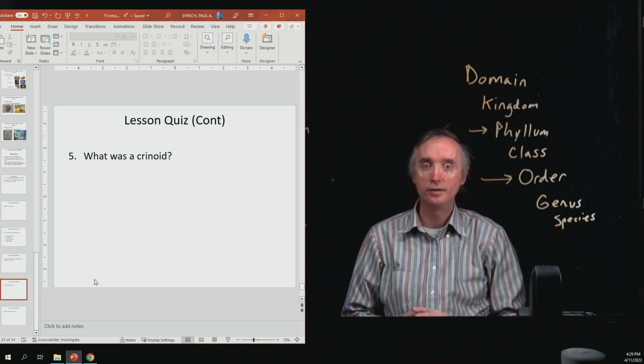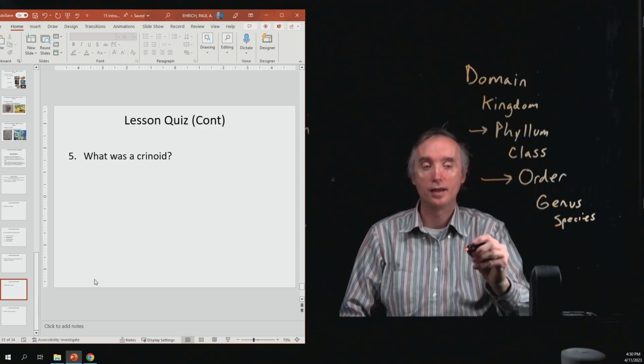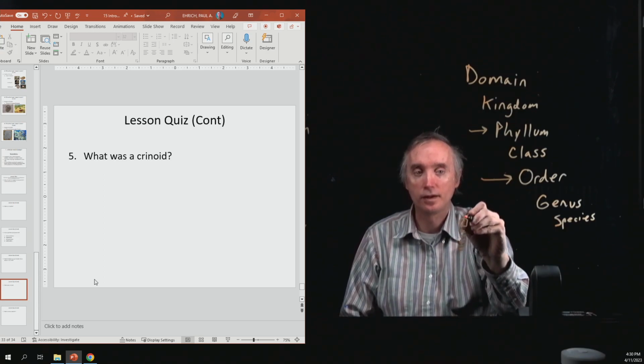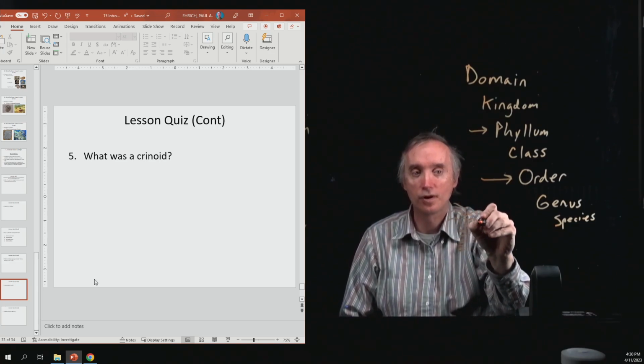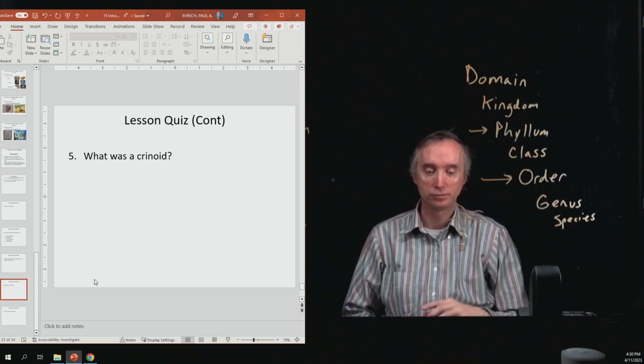Okay, number 5, what was a crinoid? So that was a thing that lived in the ocean close to the shoreline, and it had a stalk, and then at the top of the stalk it had its head, and then coming out of the head were tentacles that it would use to grab food and then bring it to its head to eat.